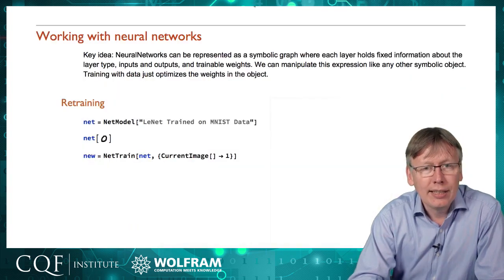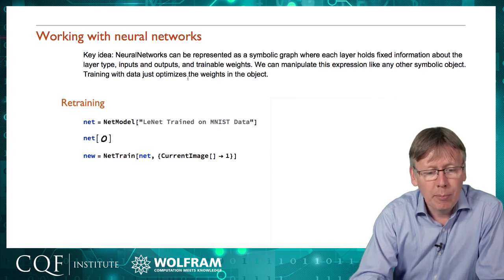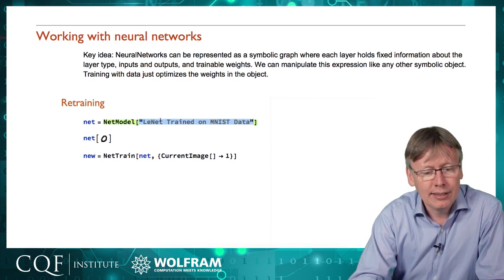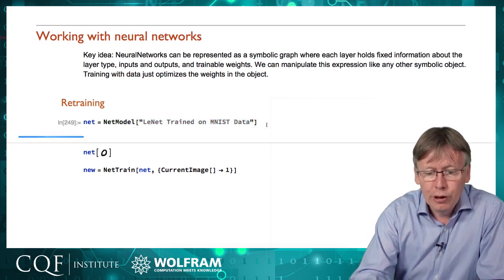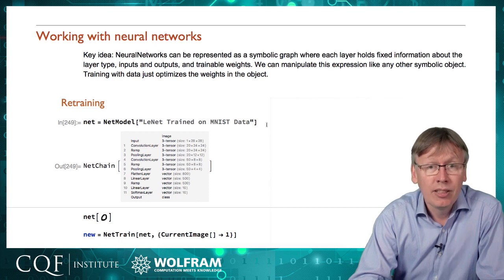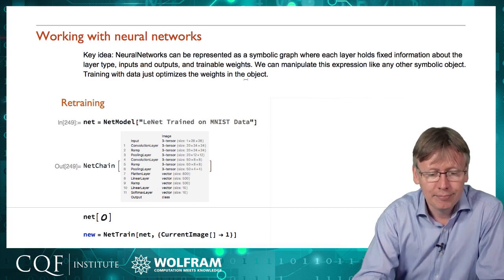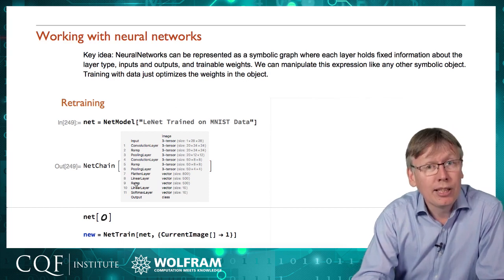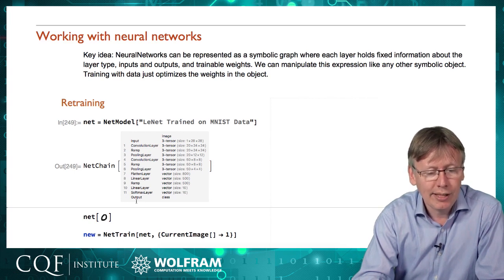Now, one way of dealing with that is that we're providing a library of pre-built networks. So this net model command here allows me to download a network that is, in this case, the LeNet trained on MNIST data. So this is a neural network that is used for classifying handwritten digits and characters to try and predict what the digit is. And this is the symbolic description of that network. So it's got 11 layers. It starts with an input, ends with an output, and it goes through different layers along the way.